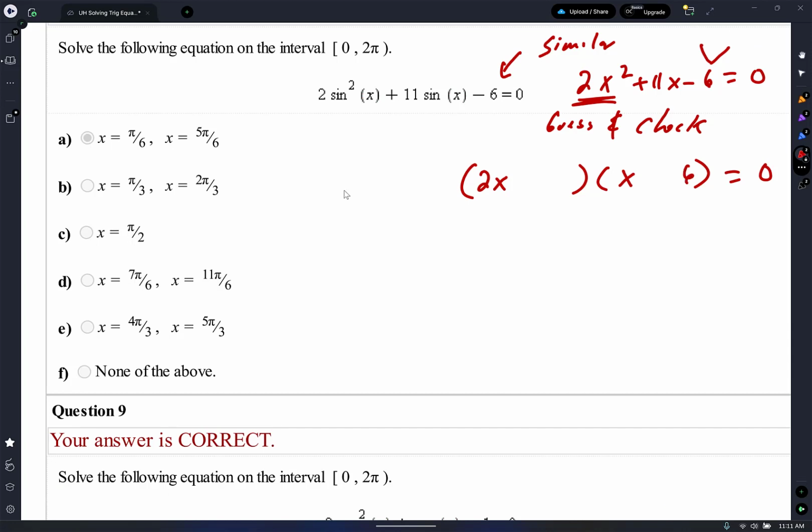6 and 1. I'm going to put the 6 here and the 1 here. And check it out. 2 times 6 is 12. 1 times x is 1. And the difference between 12 and 1 is 11. So it's that one. You got to choose which one's positive. You want the bigger number to be positive. So the plus goes there and the minus goes there. Do you see how we did it?